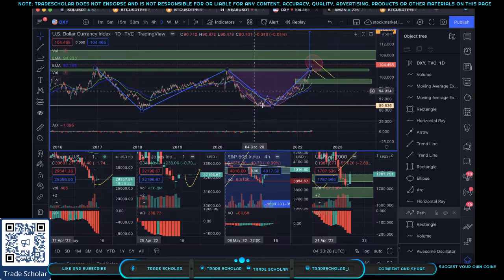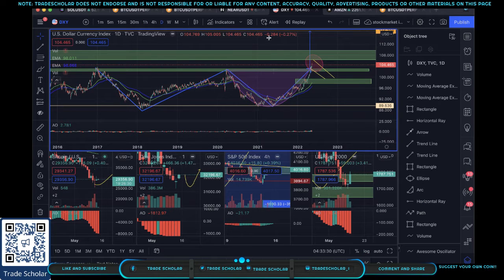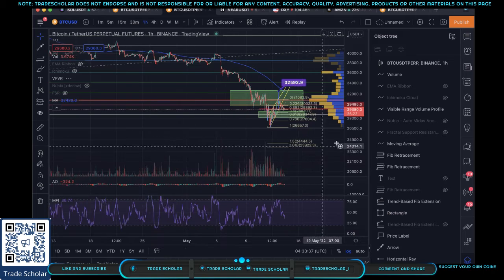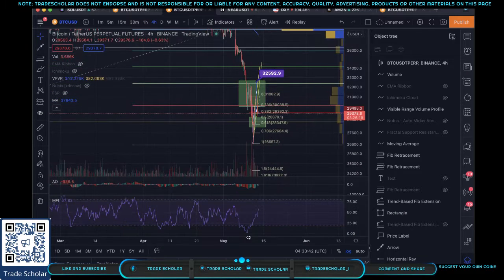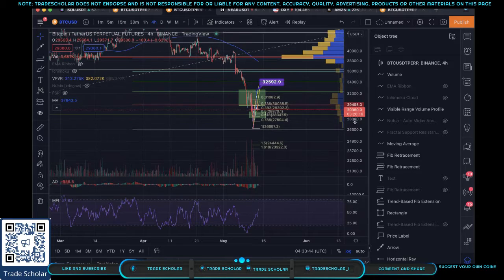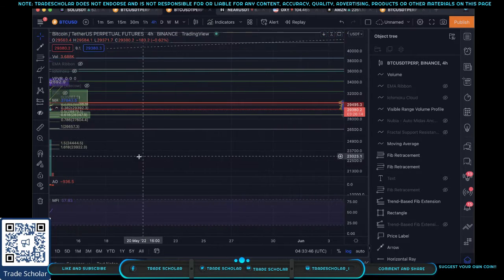So our DXY is bearish, and our indexes and equities are all bullish, including Bitcoin. So you can expect more to the upside. And our MFI is bullish also. The volume is also bullish.